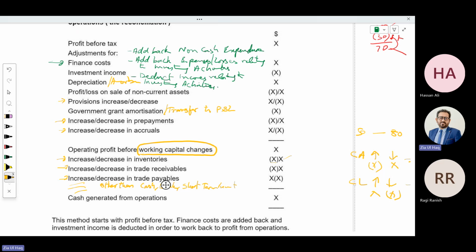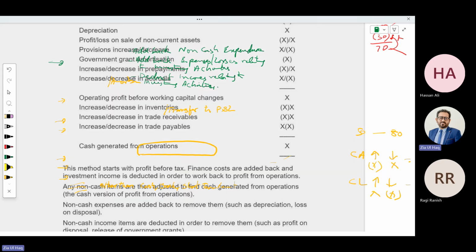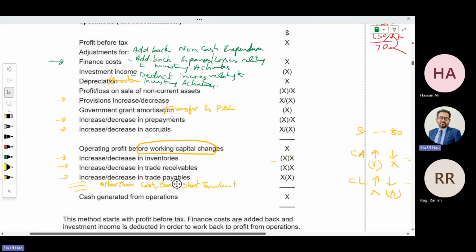So how do we calculate cash generated from operations? Profit before tax, add back depreciation, interest expense, amortization, adjust any gain or loss relating to non-current assets, deduct any income from non-current assets, and then we need to adjust working capital changes, meaning the increase or decrease in current assets and current liabilities. So we can calculate cash generated from operations.